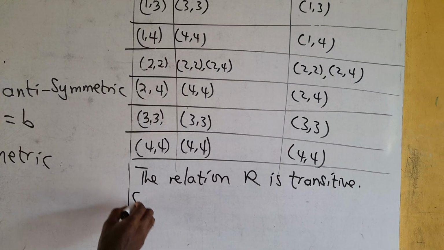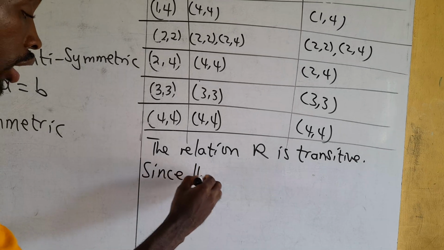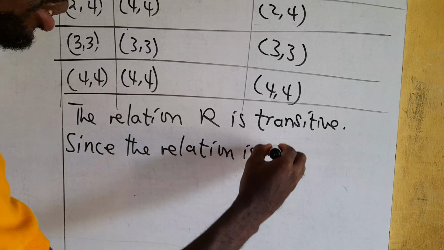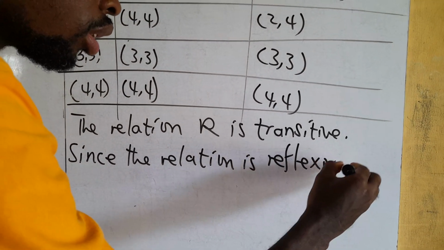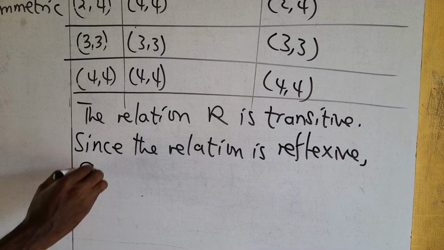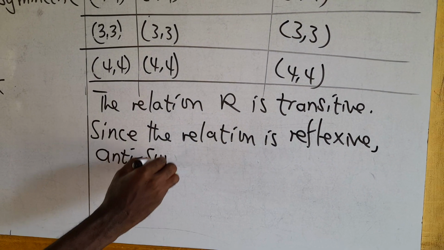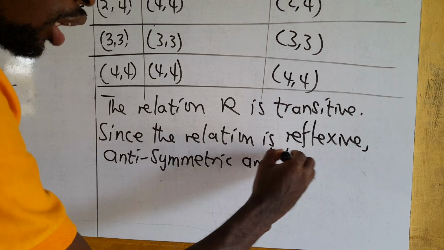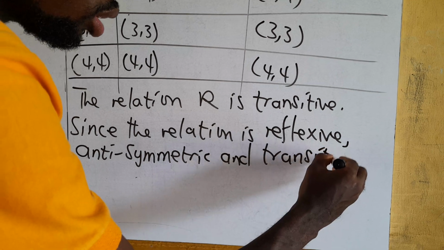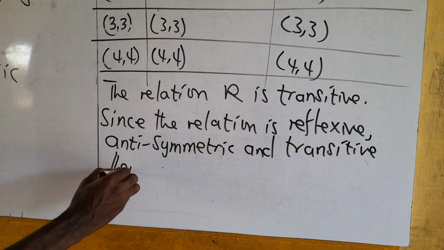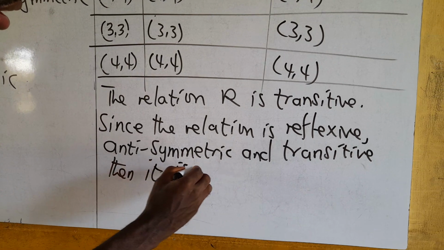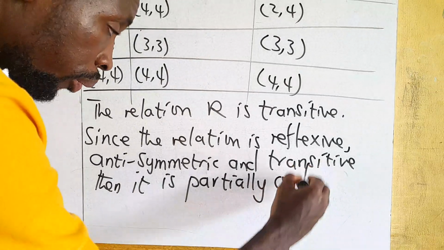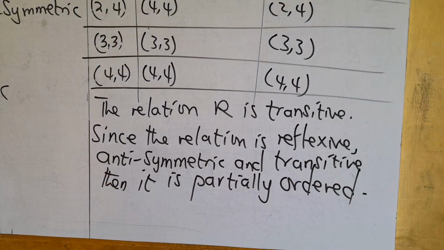So since the relation is reflexive, antisymmetric, and transitive, then it is partially ordered. So we can say the relation is partially ordered.